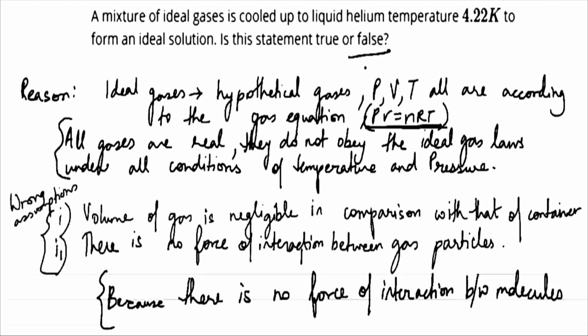A mixture of ideal gases cannot be cooled up to helium temperature to form an ideal solution, because firstly ideal gases do not exist, and an ideal solution cannot be formed because then there would be no force of interaction between the molecules. So this is your complete answer.